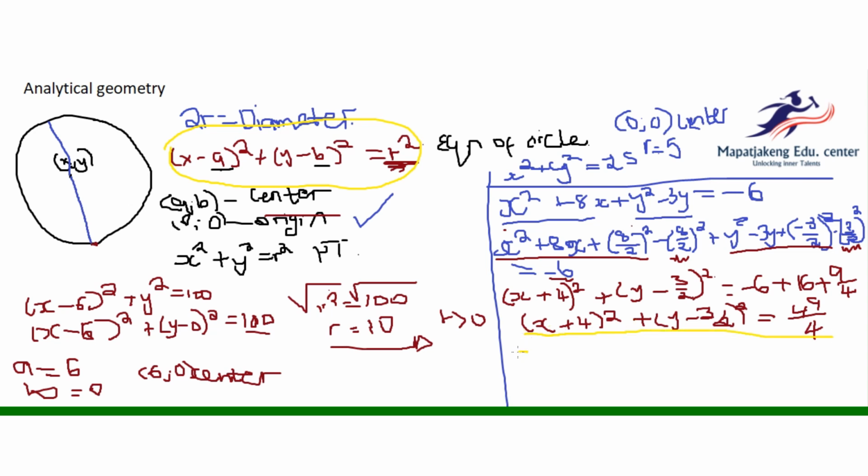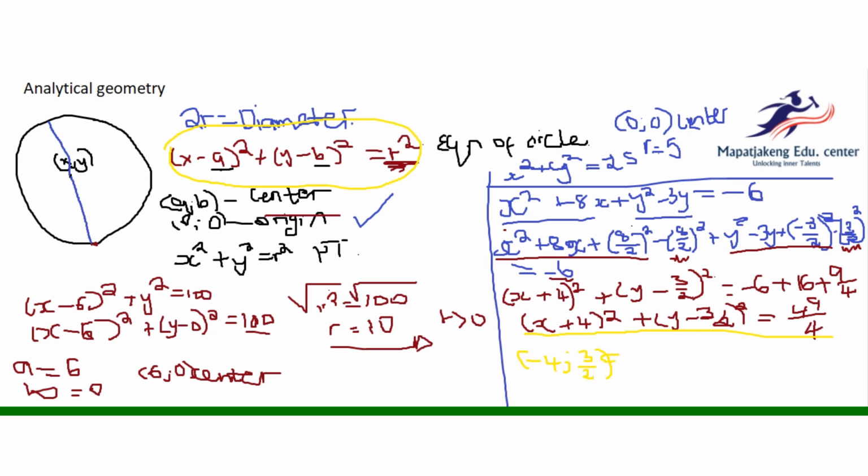Therefore our center is going to be negative 4 and 3 over 2. Remember, for us to get this positive side, it means we multiply this negative with another negative to make it positive. That's why here it's negative 4. And then this one, it's already negative. Hence b is just 3 over 2.